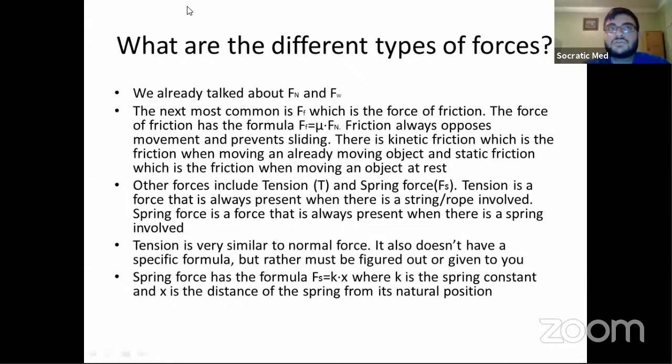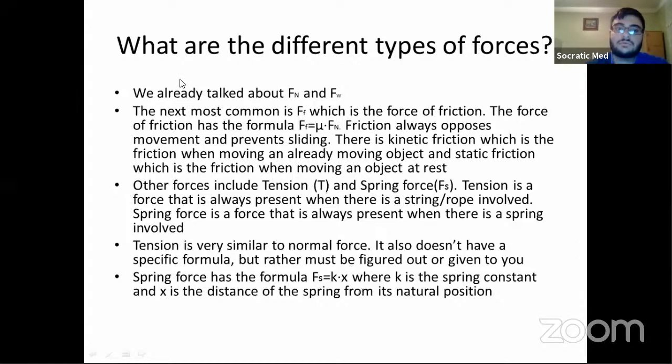Yes, tension. So tension is always a force on a string or a rope, or any kind of pulley, right? So how do you figure out the formula? Usually there's not really a formula for tension. You have to kind of see it, and I'll give you a question later on where we ask you to find tension.